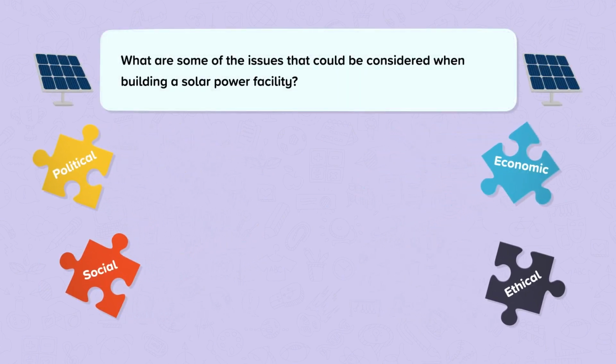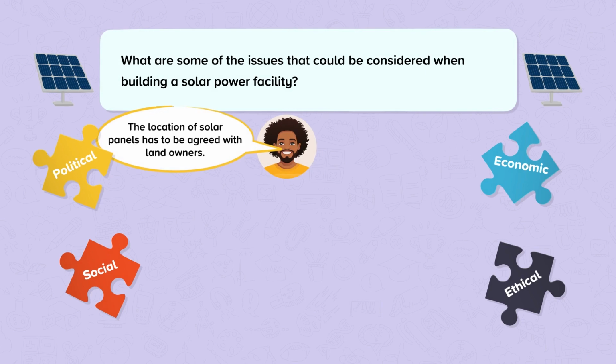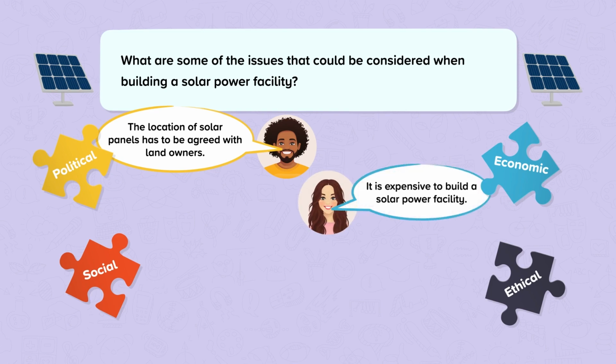What are some of the issues that could be considered when building a solar power facility? The location of the solar panels has to be agreed with landowners, which is a political issue. It's expensive to build a solar power facility, which is economic.